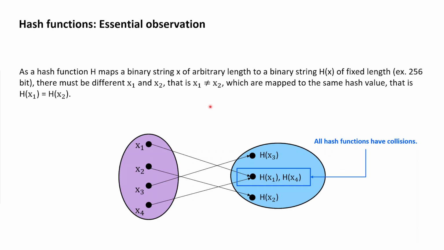From the core structure of hash functions, which map binary strings of arbitrary length to binary strings of fixed length, meaning that the input domain of a hash function is much larger than the image domain of hash values, the essential observation arises that for any hash function, there are always different elements in the input domain, for example the x1 and the x4, that map to the same hash value, and such a pair, like the x1 and the x4, are then said to be a colliding pair of inputs. This is necessarily the case for all hash functions, meaning that all hash functions have collisions.